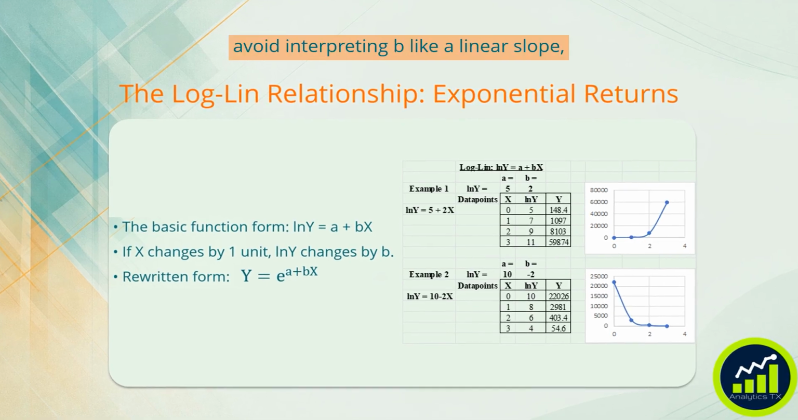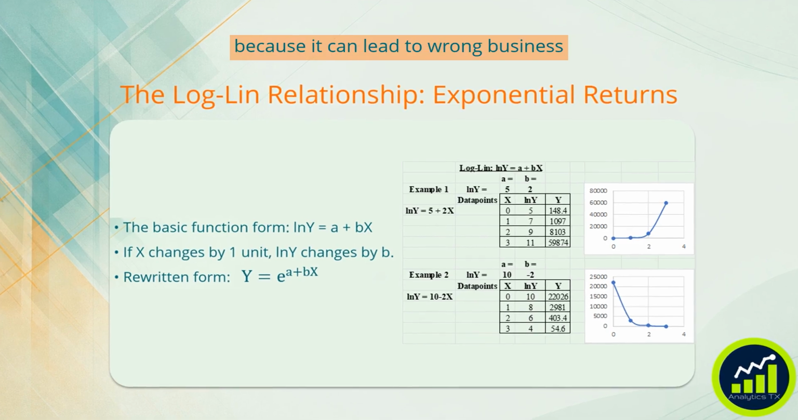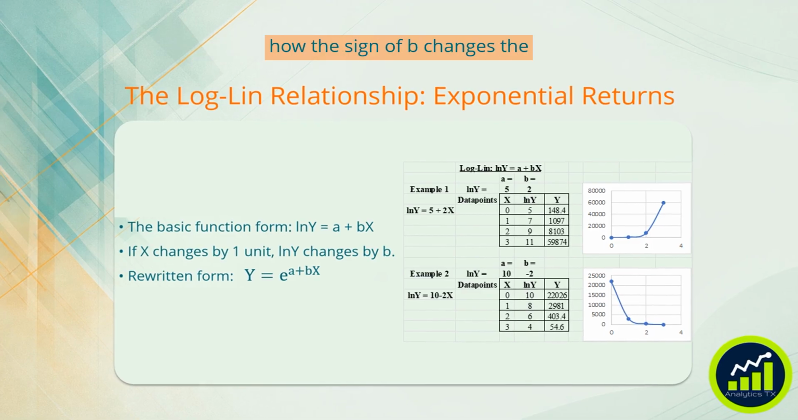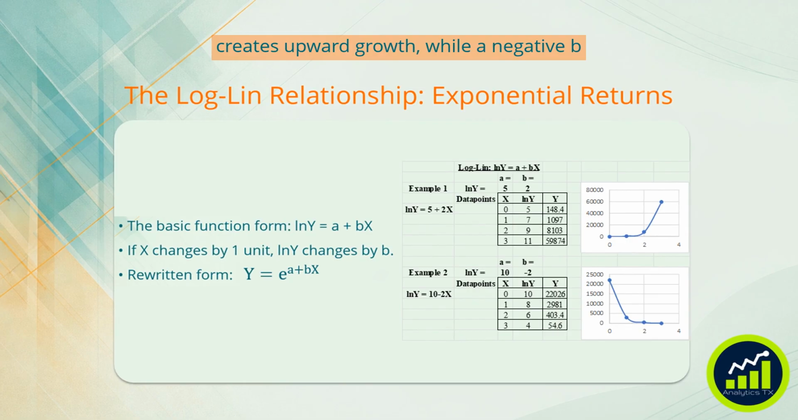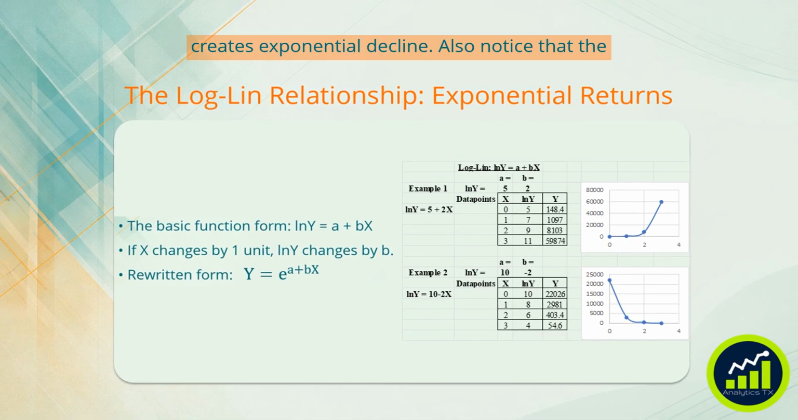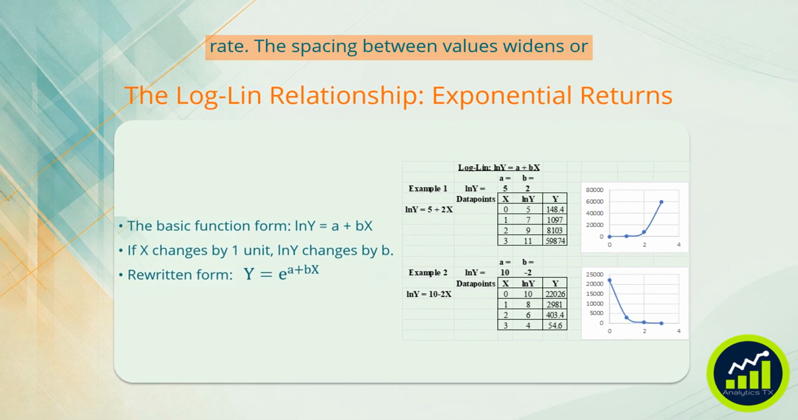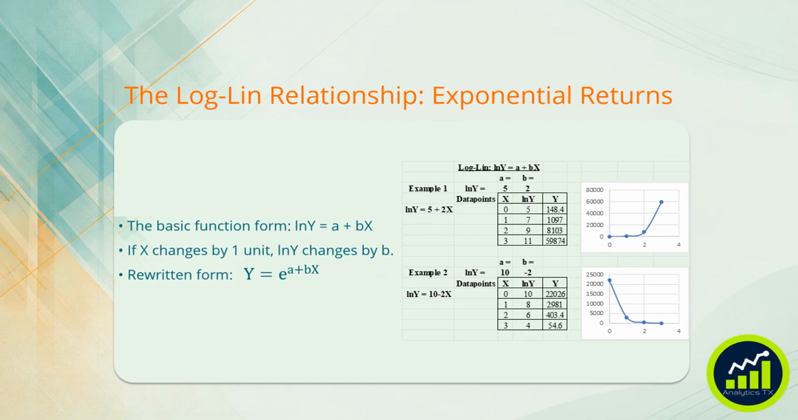It is critical to avoid interpreting b like a linear slope, because it can lead to wrong business conclusions and decisions. In the graph, notice how the sign of b changes the direction of the curve. A positive b creates upward growth, while a negative b creates exponential decline. Also notice that the curve does not increase at a constant rate. The spacing between values widens or narrows, reflecting compounding behavior, rather than steady linear change.